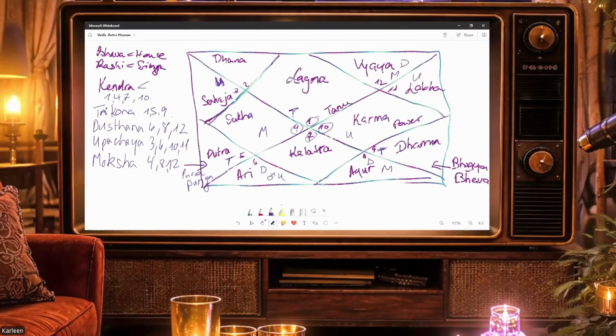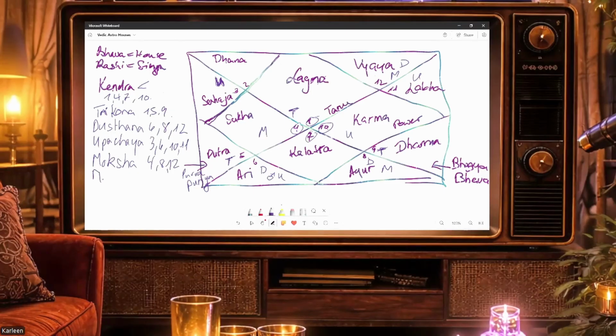So the fourth is inner peace and what brings you inner peace. The eighth is death and rebirth and what triggers you to transform. And the 12th is the final release. So people with strong planets in these houses have a deeply inward or spiritual orientation.